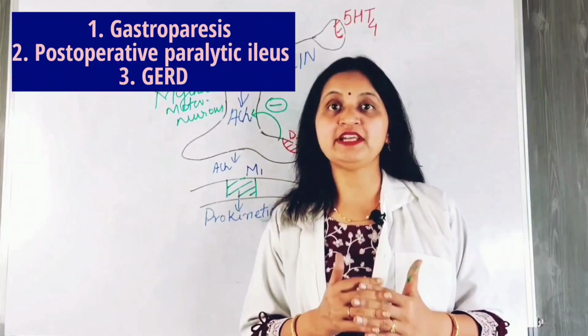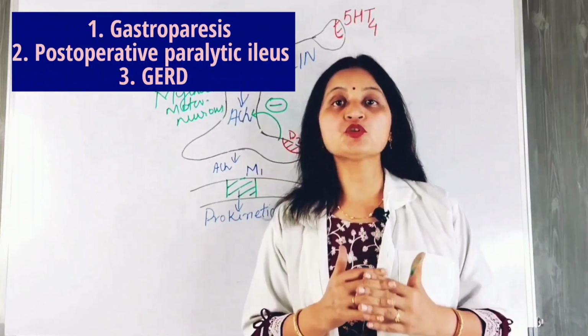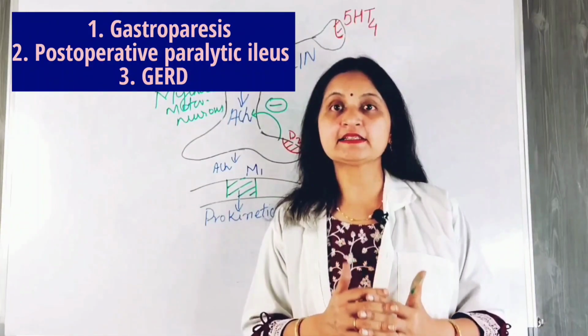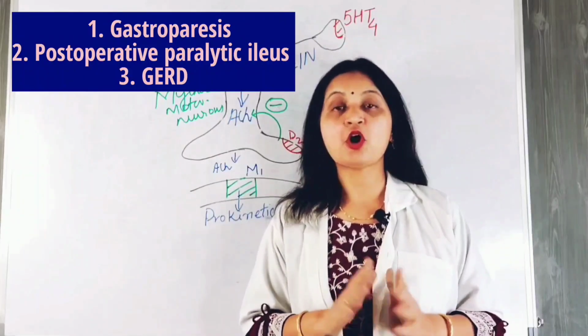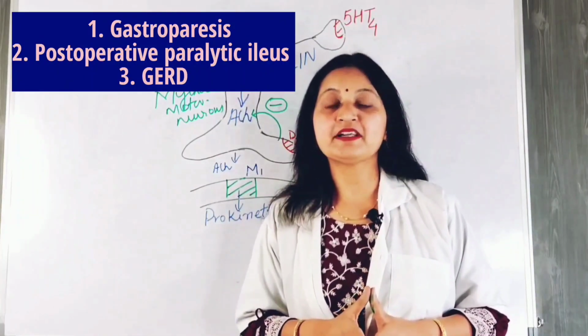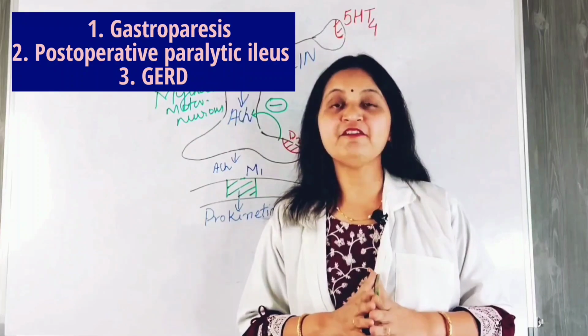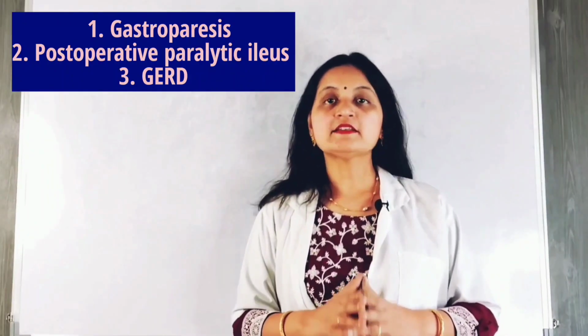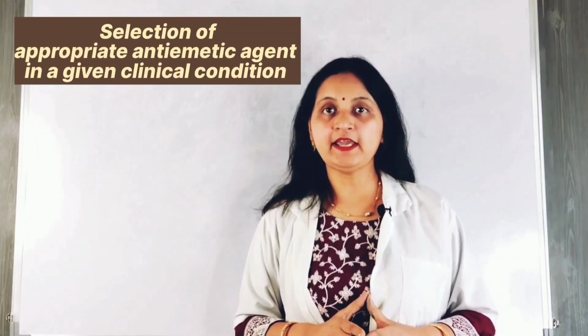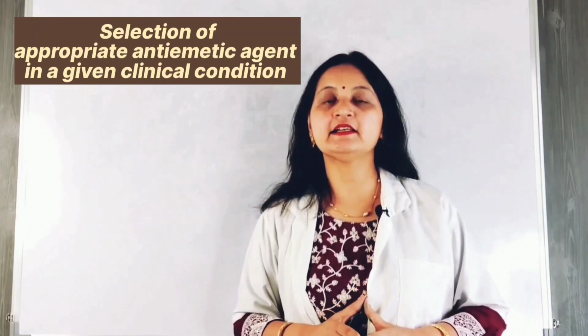So coming to the uses of the prokinetic agents, since they stimulate the gastric motility, they are used to treat gastroparesis, the post-operative paralytic ileus, impaired gastric emptying, gastroesophageal reflux disease, although the proton pump inhibitors and the H2 blockers are the preferred drugs in gastroesophageal reflux disease. So next, how do we select an appropriate antiemetic agent for the given clinical condition?